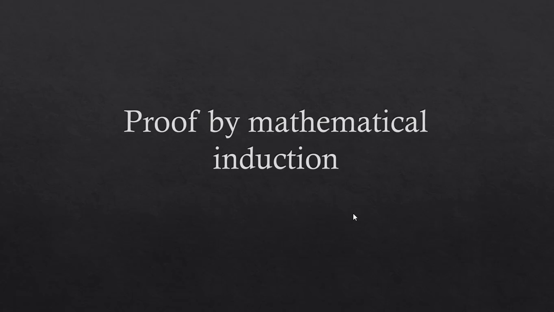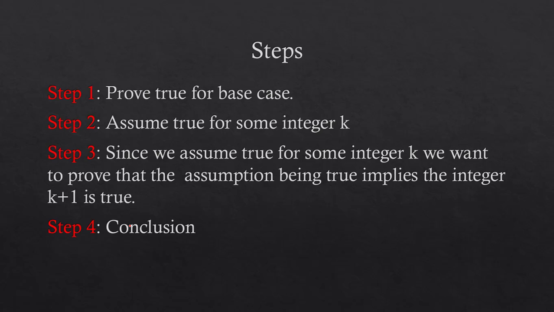So for this video, I'll be looking at some proofs by mathematical induction, and we have a few steps here. Our first step being prove true for the base case. Second step, assume true for some integer k. Third step, since we assume true for some integer k, we want to prove that the assumption being true implies the integer k plus 1 is true. And our fourth step is our conclusion.